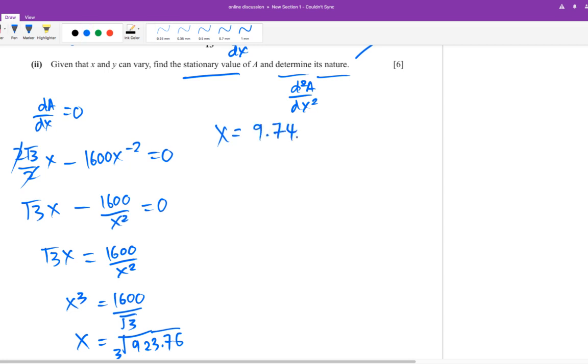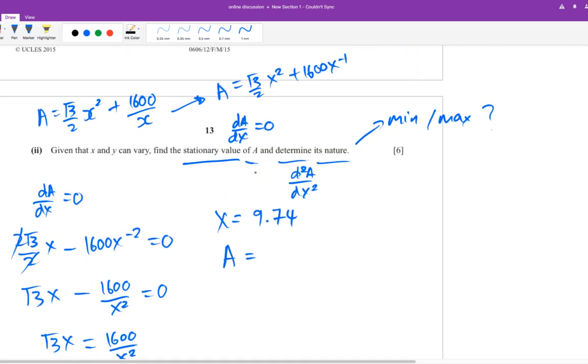If I get 9.74 here, the question asks you to find the stationary value of A, right? The question is not asking you to find x. So you just substitute x into your A formula here. Surd 3 over 2, your x is 9.74 squared, plus 1600 over 9.74. Then you can easily get the answer.